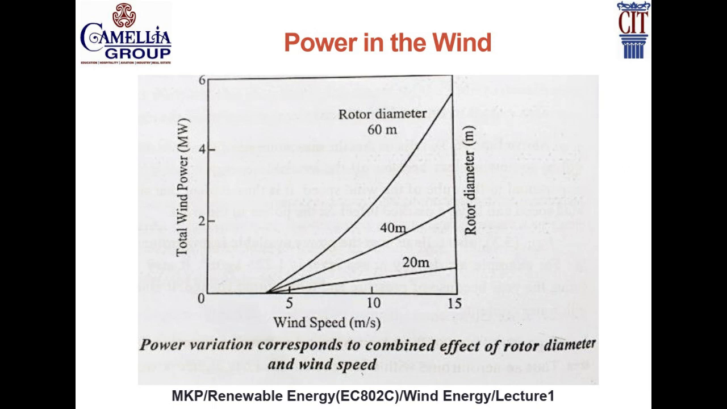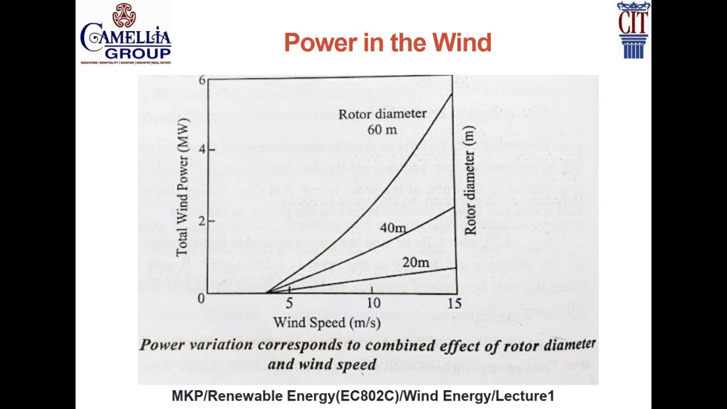From this graph, if you take one thing constant, say the diameter is constant, and take any of the lines, you will see that the total wind power is increasing with the speed. Total power is increasing with the speed for any line you see.